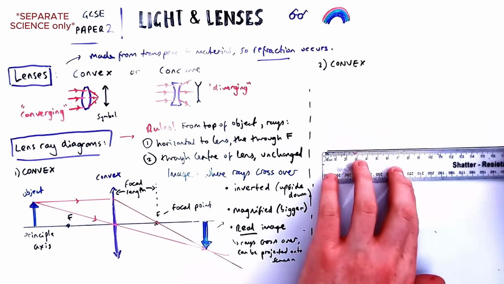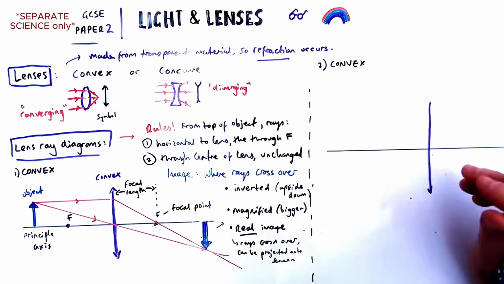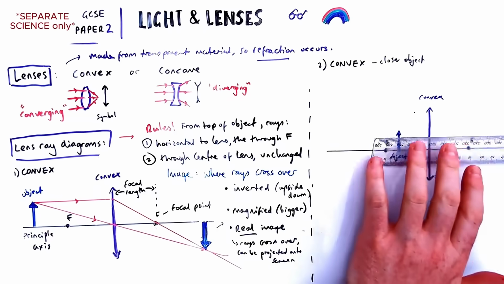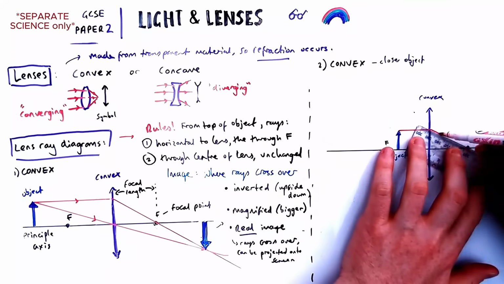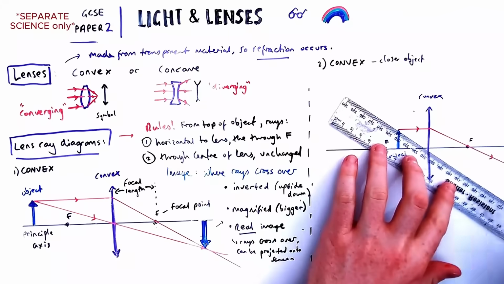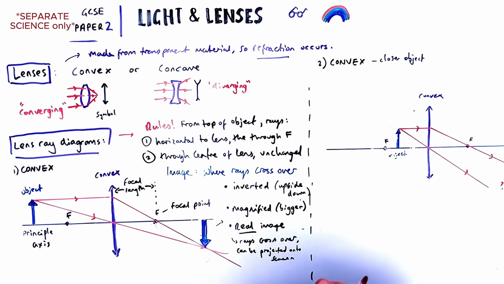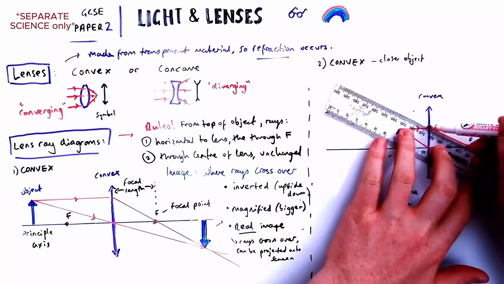The next example we're going to look at is a convex lens, but the object is much closer. Let's draw my rays of light in. My first ray is going to go parallel to the axis, horizontally, through the lens and then through the focal point. My next ray goes through the center of the lens, just like before. But we notice something weird happens. The rays of light are not going to cross over on the right-hand side of the lens. So therefore, we can't have a real image being formed. So we have to trace the rays of light back so we can find a virtual image.